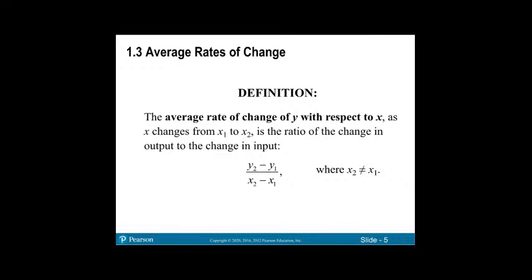Then we have this definition. The average rate of change of y with respect to x, as x changes from x1 to x2, is the ratio of the change in the output to the change in the input. So it's similar to slope, right? Slope is rise over run, which is change in y over change in x. So you see that here, change in y over change in x. A average rate of change is essentially the slope between 2 points.